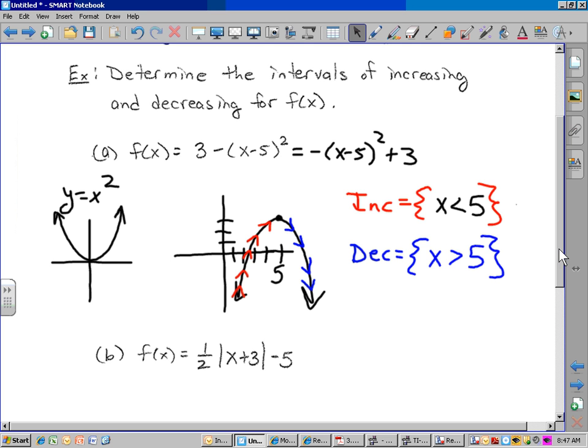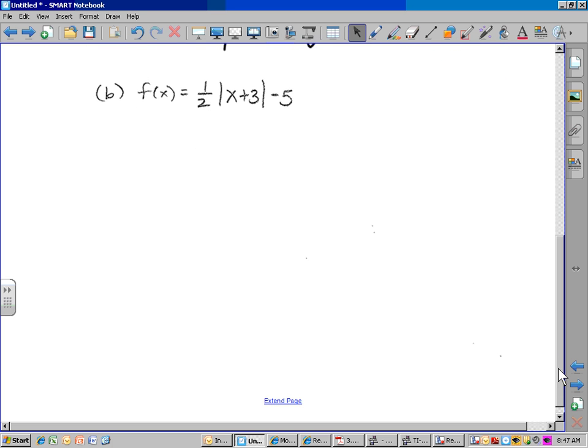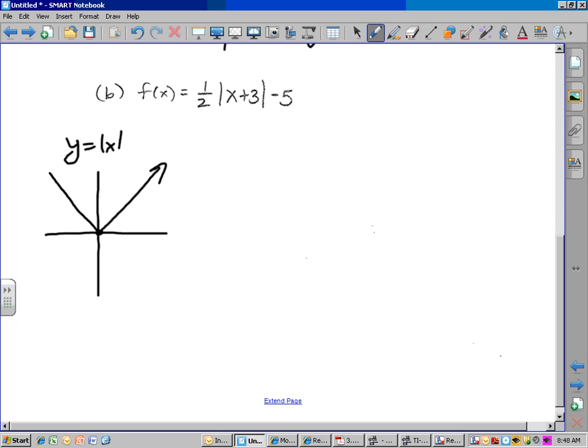Part B. Let's see if we can sketch this one. Start with the absolute value of x. It's a v at the origin. The 1/2 is a vertical compression by half, so it's going to smush it. The plus 3 makes it go left 3, and the negative 5 makes it go down 5. So left 3, down 5, and it's going to look smushed.